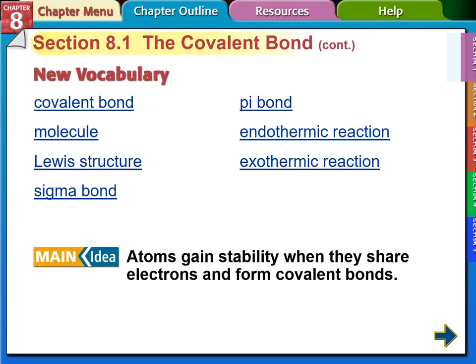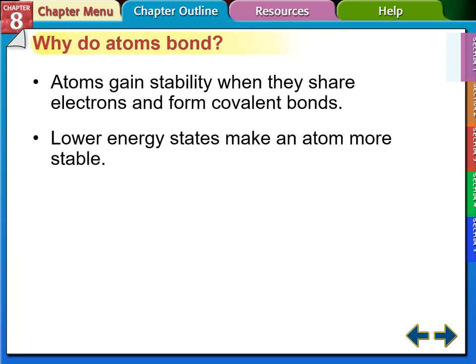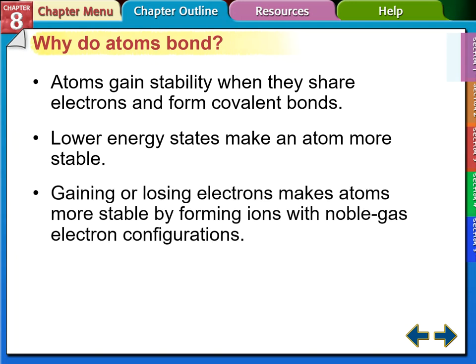I'm going to go over all this vocabulary here, and the main idea is that atoms gain stability when they share electrons and form covalent bonds. Lower energy states make an atom more stable. So when they share these electrons, they enter into a lower energy state and become more stable. Gaining or losing electrons makes atoms more stable by forming ions with noble gas electron configurations. That was all chapter 7 stuff.